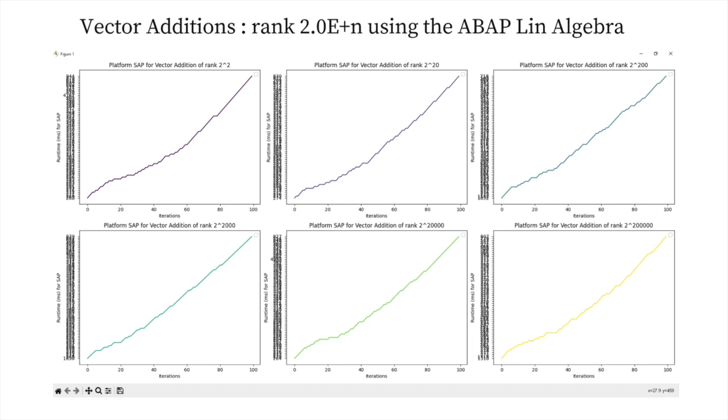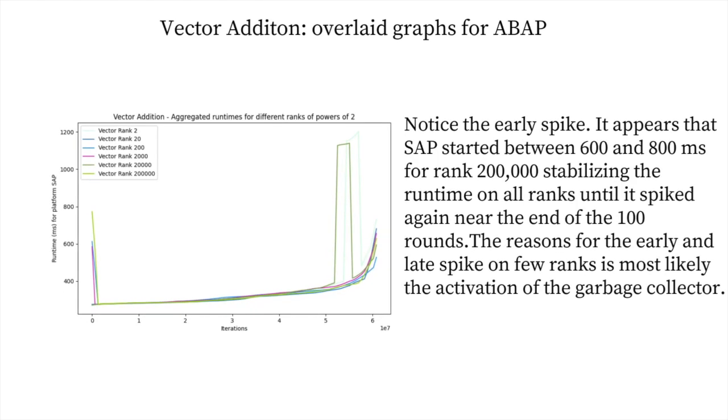The graph shown is the overlay of the previous graphs. Note the clear spikes at the beginning and ending of the series. The culprit seems to be the garbage collector since there is nothing specific about vectors of rank 2 and of rank 200,000 that would justify the longer spike at the end. The spikes in the beginning could be associated as a side effect of previous operations and garbage collector influences.